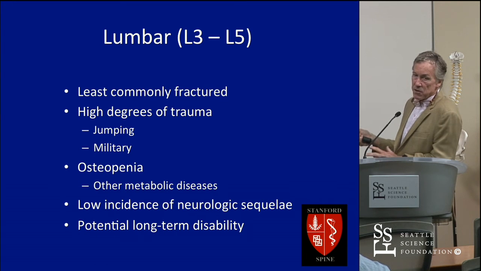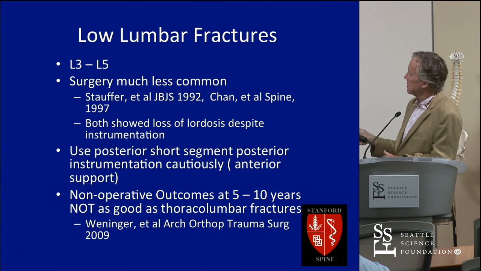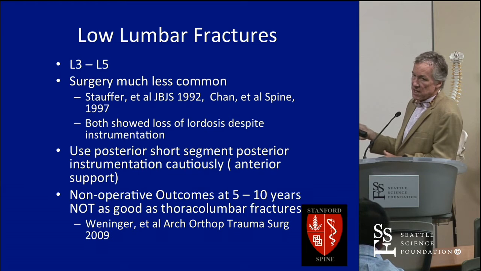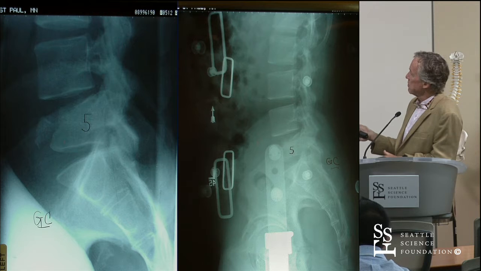But again, as anybody who takes care of any spine clinics with people who come in with low back pain, we know that we use the lower part of our lumbar spine more than any other part of the spinal column. So the potential for long-term disability following a low lumbar fracture is the greatest of any of the three basic areas that are injured. And the non-operative outcomes, even at 5 to 10 years, are not as good following a low lumbar fracture than those that we will see when you move up a little bit higher in the thoracolumbar junction. But it can be treated non-operatively successfully.